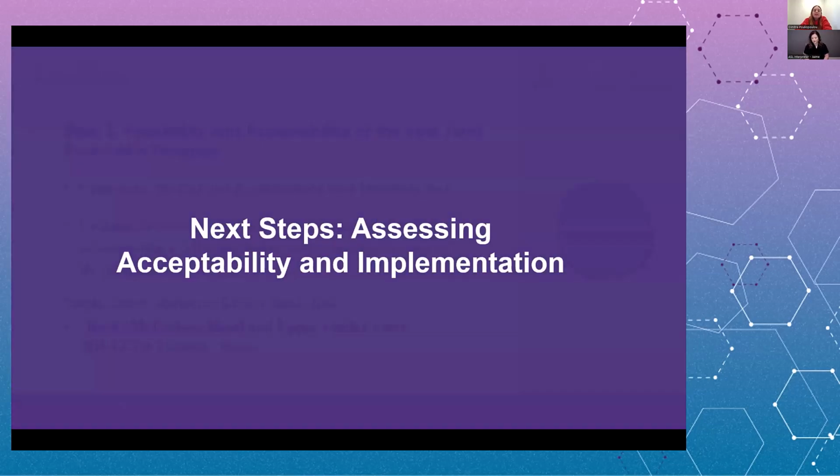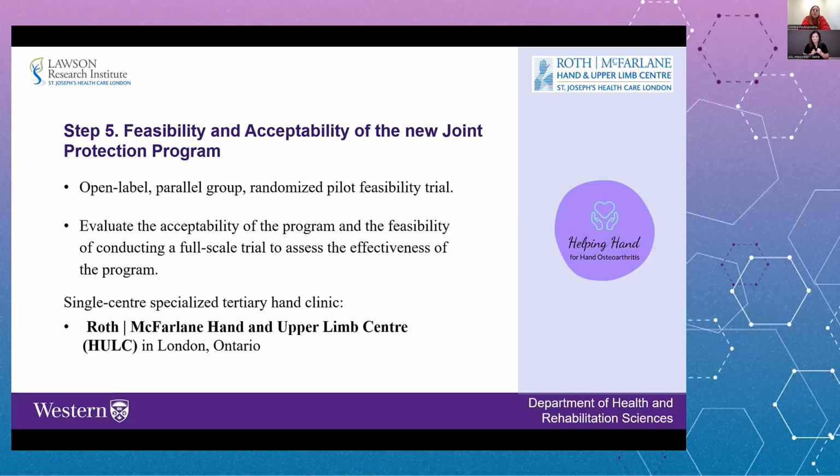And finally, we are now conducting a pilot feasibility trial at Ralph McFarlane Hand and Upper Limb Centre in London, Ontario. And this is an open label parallel group randomized design testing the acceptability of the program and the feasibility of running a full scale trial. We are tracking metrics like recruitment, adherence, attrition, and data completion at baseline, 8 and 12 weeks.